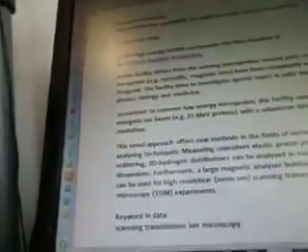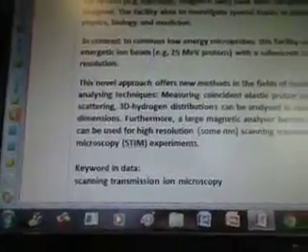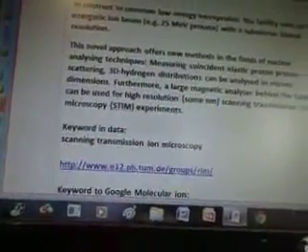The facility aims to investigate special topics in solid-state physics, biology, and medicine. In contrast to common low-energy microprobes, this facility uses an energetic ion beam, 25 MeV protons with a sub-micron lateral resolution. This novel approach offers new methods in the fields of nuclear analysis techniques. Measuring coincident elastic proton scattering, 3D hydrogen distributions can be analyzed in micron dimensions. Furthermore, a large magnetic analyzer behind the target can be used for high resolution sub-nm scanning transmission ion microscopy, STIM, experiments.